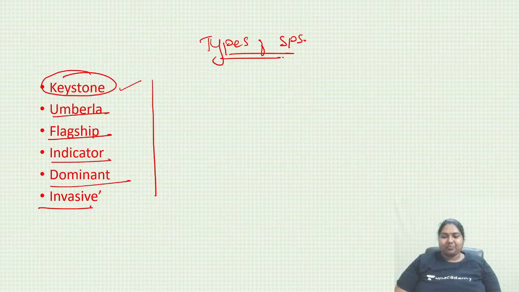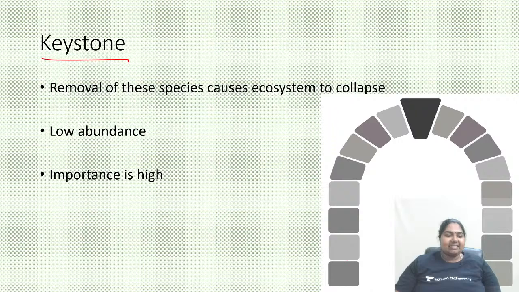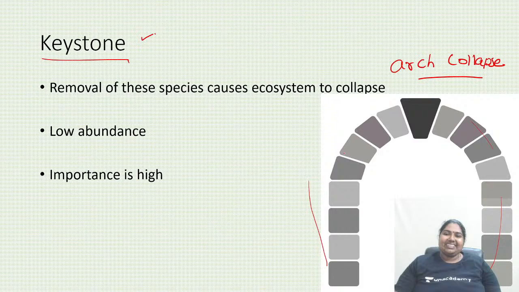All right. Coming to the first one, keystone. Can you find an arch here? Yes, you find an arch here. Do you know which stone of this arch is called a keystone? What do you mean by keystone? If you remove that stone, the total arch is going to collapse. Can you guess which is going to be the keystone of this arch? If you take it out, the total arch is going to collapse.